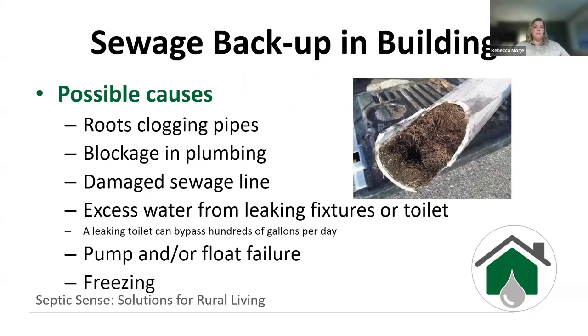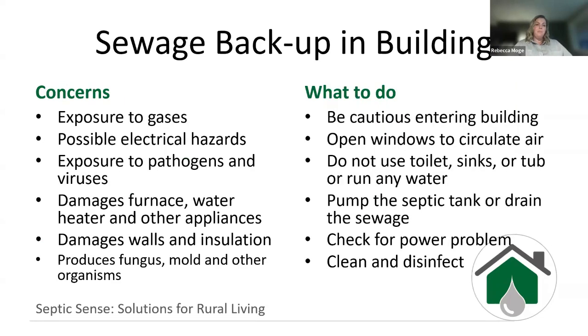And so back to, again, being aware of what we're planting when we're landscaping and just being aware of the type of vegetation that we have on our property. And this can be a result of it. Possibly blockage in the plumbing, damage to the sewage line, excess water, maybe issues with our pump or our floats. Maybe our system is freezing, all types of issues that can be resulting in sewer backing up in our building.